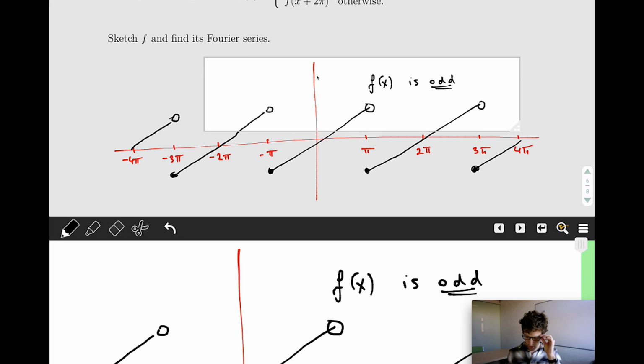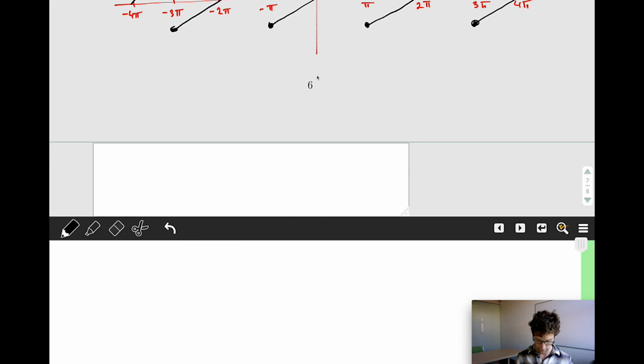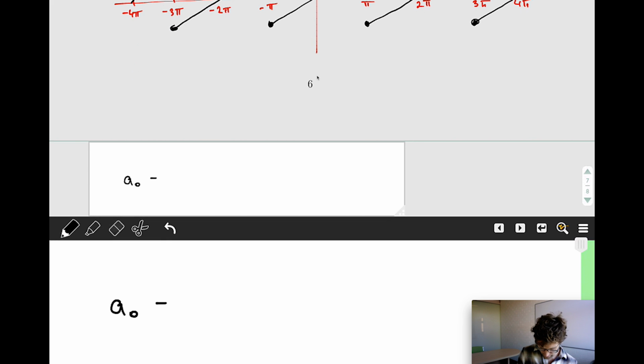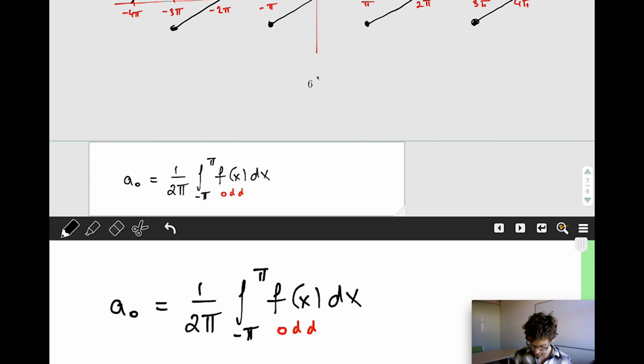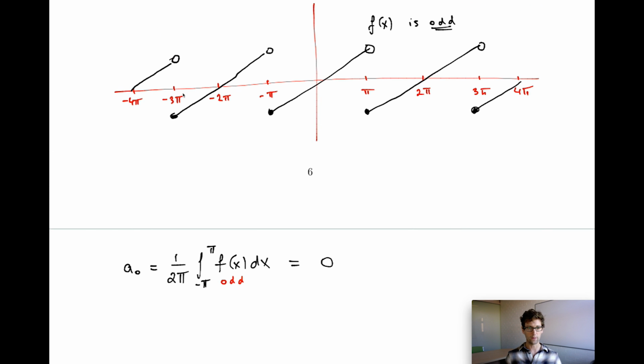So let's think about what the coefficients of this function would be in its Fourier series. A0 is 1 over 2 pi times the integral from minus pi to pi of f of x dx. Now, I know that f of x is an odd function, and the integral of an odd function between minus pi and pi is 0. So a0 is going to be equal to 0. The average value of this function is 0. We can kind of see that from its sketch. It's just oscillating back and forth between minus pi and pi, and its average value is going to be 0.